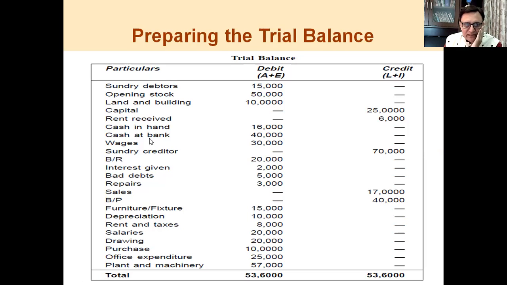So this is one particular column for particulars, a debit column and a credit column. Whatever the list of ledger accounts, that is listed in the particulars column, and if they have a debit balance, the amount will be written in the debit column, and if they have a credit balance, then the amount will be written in the credit column. So at the end, they will match because both aspects of every transaction have been recorded and their entries are made in the ledger accounts.